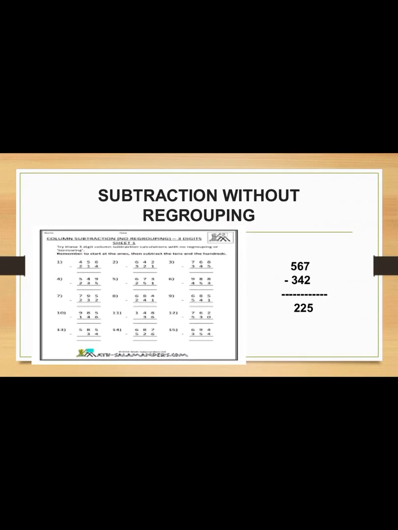Now subtraction without regrouping. Again we have to come for the subtraction. A simple example has been given here. 567 minus 342. The ones place digits are 7 and 2, which are to be subtracted, and it is written here as 5. 6 minus 4 is 2 and 5 minus 3 is 2. So children, this is the subtraction without regrouping.